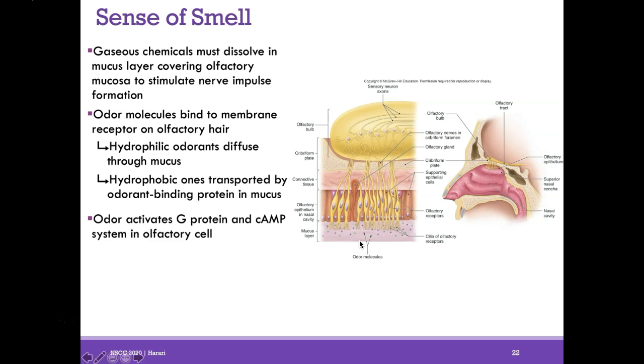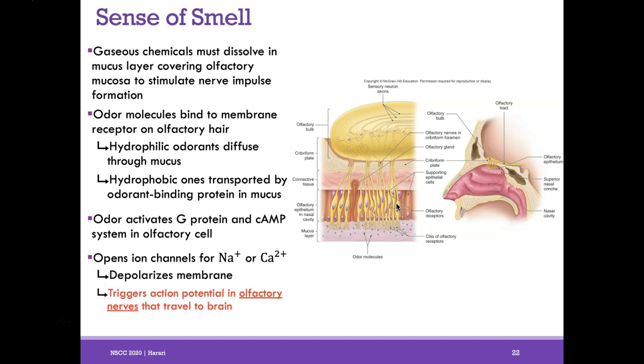In response to an odorant binding to a receptor, on the inside of the cell, a G protein is activated, and the cyclic AMP second messenger system is activated inside the olfactory cell. This will lead to depolarization of this olfactory receptor, and that will depolarize the membrane and trigger an action potential in the olfactory nerves that travel to the brain.